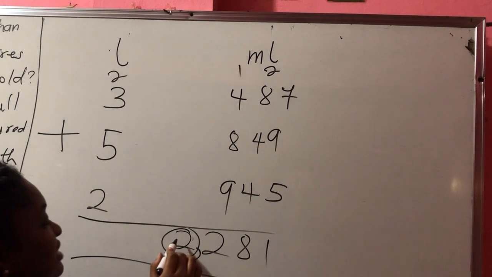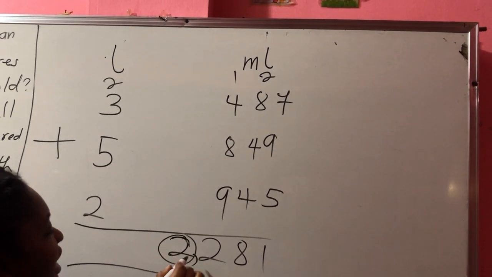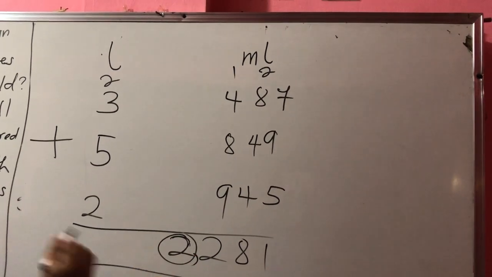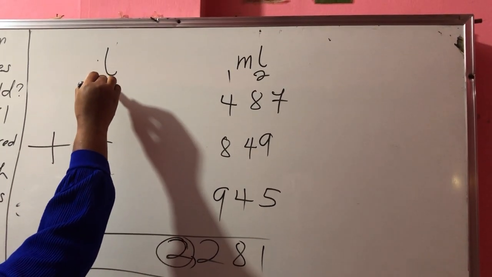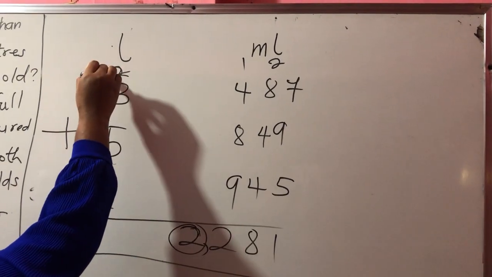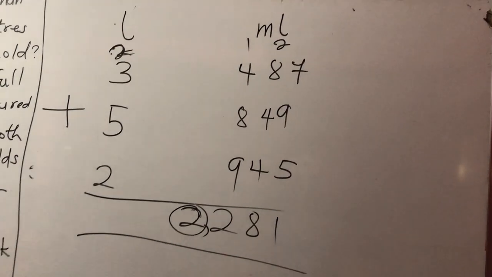So you have to first convert this 2,000 ml to liters. So this 2,000 will be converted into what? 2. So now that means you are telling the teacher that what? I've converted my 2,000 milliliters here to 2. So I have my 2 here. I hope you understand.